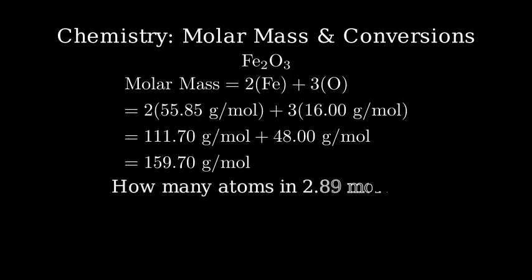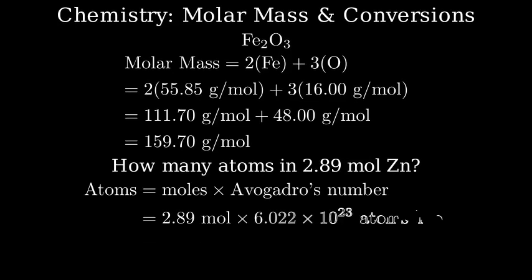Next, let's find the number of atoms in 2.89 moles of zinc. We'll multiply the number of moles by Avogadro's number, which is 6.022 times 10 to the 23rd atoms per mole. 2.89 moles times 6.022 times 10 to the 23rd gives us 1.74 times 10 to the 24th atoms.